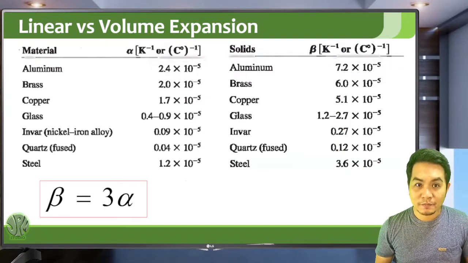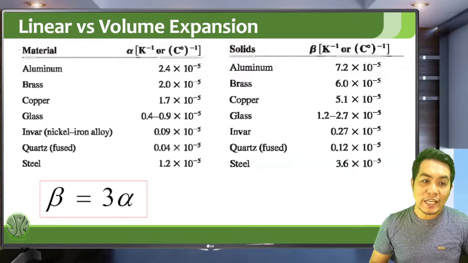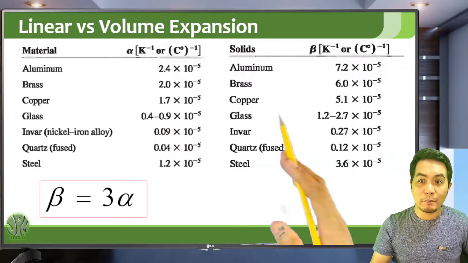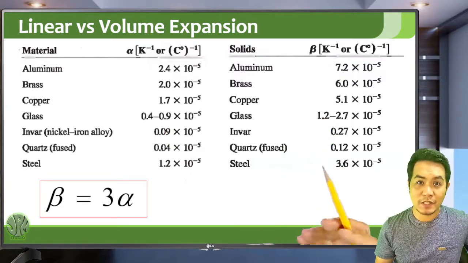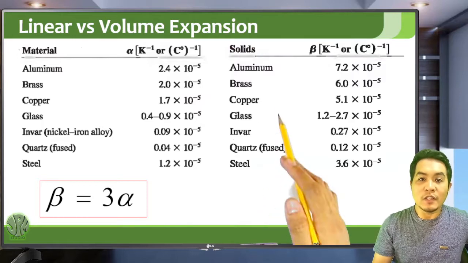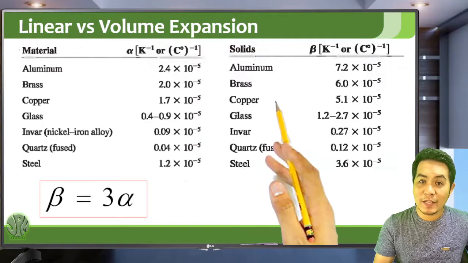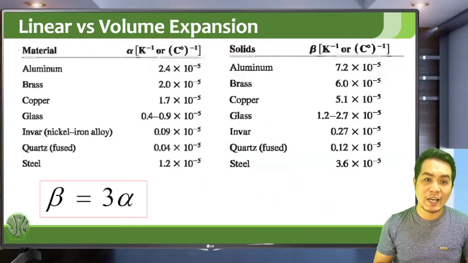So the pattern is that the beta, the coefficient of volume expansion of a material, is actually just three times the alpha. If you're only given the alpha, but you need the beta of that material because the expansion is volume, then you just multiply by 3. And if you are only given the beta and you need the alpha, then you just divide the beta by 3 to get the alpha.